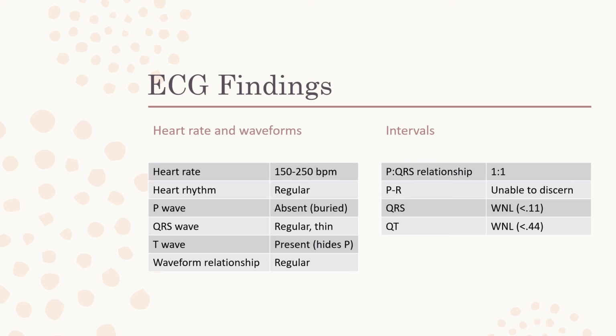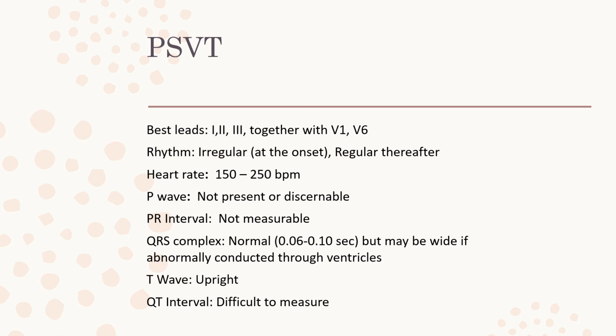The T waves are present, but they hide the P if there is a P wave present at all. The waveform relationship is regular. Our intervals: P to QRS is 1 to 1, although again, we typically are not going to see Ps. The PR we can't discern. The QRS is going to be within normal limits. It's not going to be wide, less than 0.11 or less than 0.10. And the QT is going to be within normal limits, less than 0.44. Our best leads for PSVT are 1, 2, 3, together with V1 and V6.